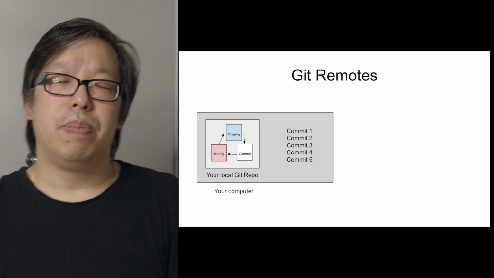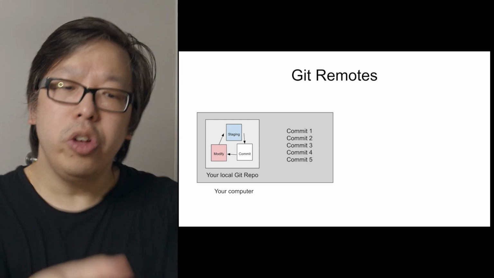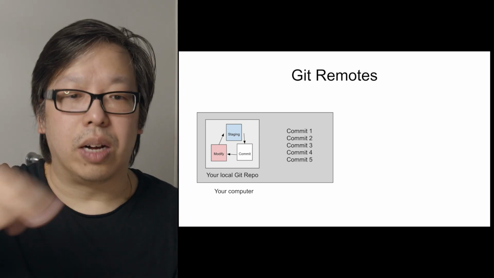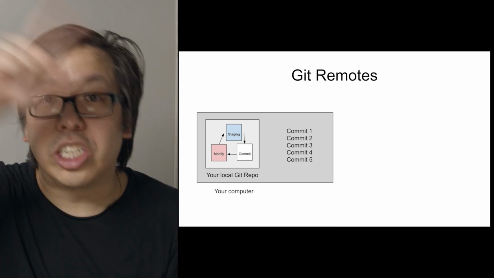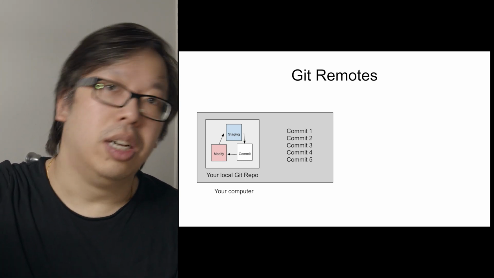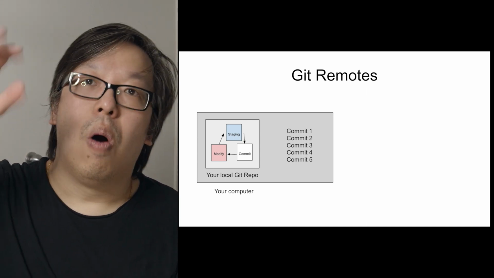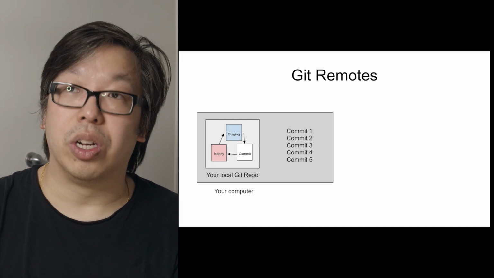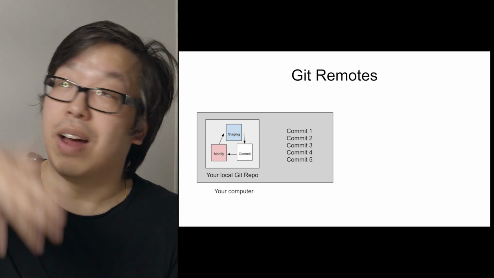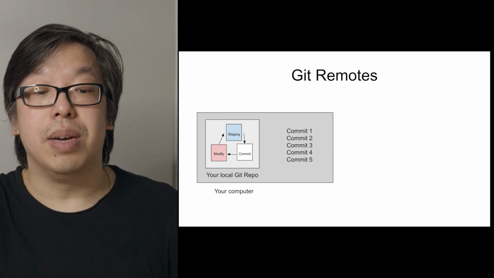Okay? So here's an example. Here's what it looks like. On your computer, you're doing this cycle, right? You're making changes, you're staging those changes, you're committing those changes. Making some more changes, staging those changes, committing them, and so on. Over time, you build up a list of commits, right? You're gonna have commit 1, 2, 3, 4, 5. You're gonna have a lot of commits, and you should have a lot of commits.